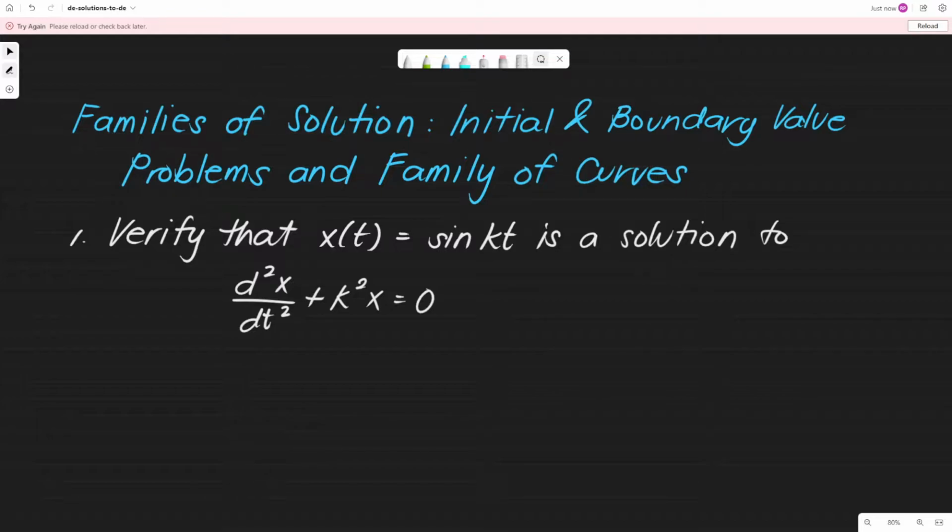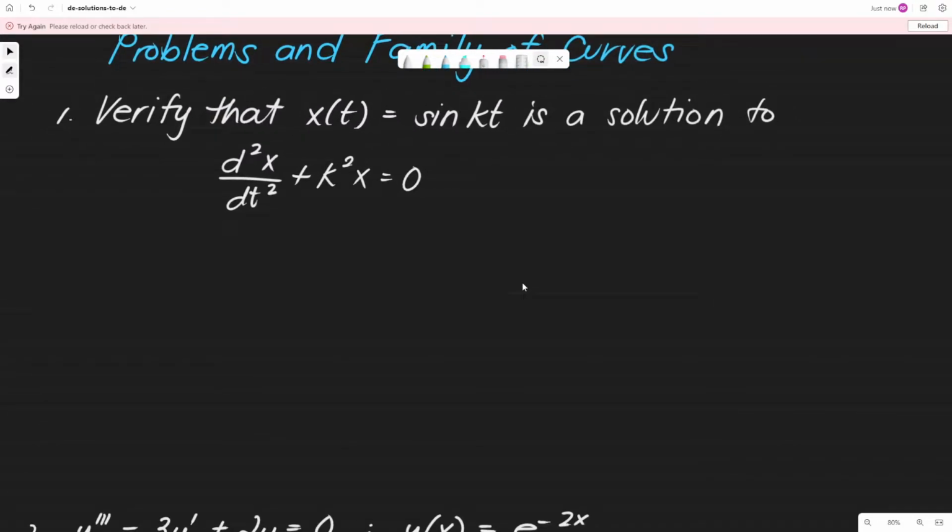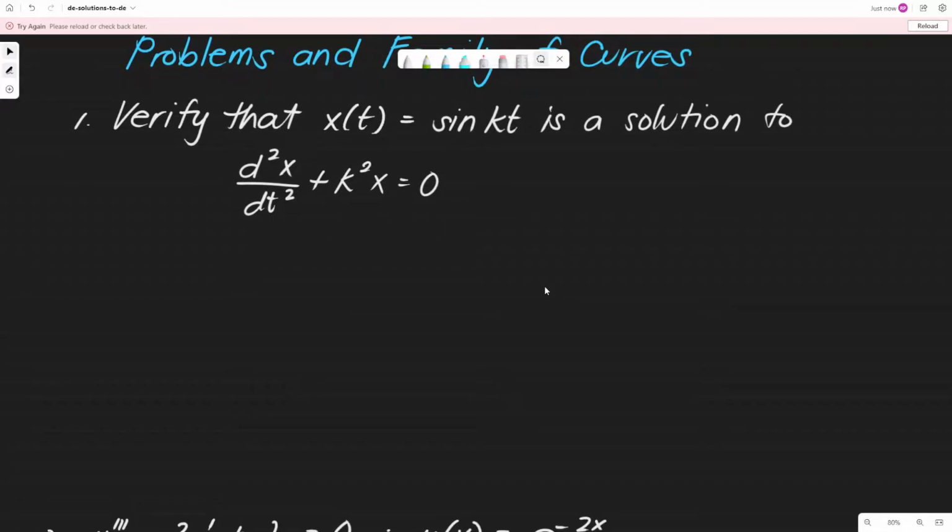Okay, so we have here our problem number 1. Verify that x of t is equal to sine kt is a solution to the differential equation d squared x over dt squared plus k squared x is equal to 0. When we are asked to verify that a certain function is a solution to the differential equation, our rule is the highest derivative determines how many times we are going to get the derivative of the function. In this case, we have d squared x over dt squared, so obviously this is a second derivative. So we will take the derivative of our given function twice.